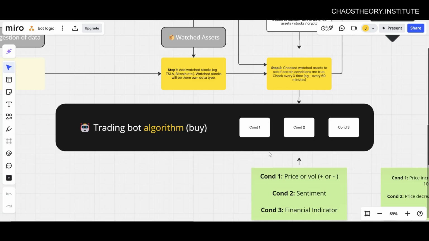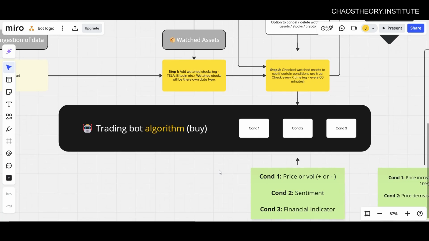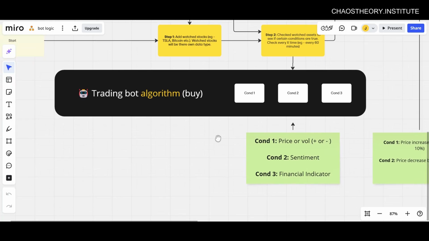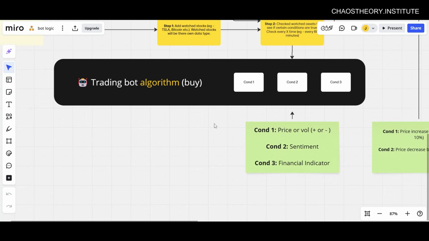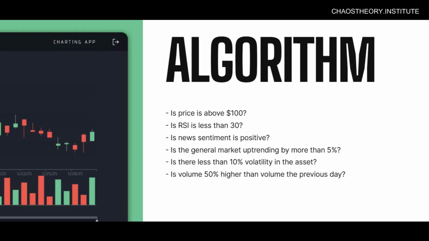It's just that these ingredients need to be measurable and they need to be able to evaluate to true or false. So for example, we could create logic that says, is price above $100? Is RSI less than 30? Is news sentiment positive? Is the general market uptrending by more than 5%? Is there less than 10% volatility in the asset? Is volume 50% higher today than it was yesterday? Now, these are all just examples, but I think you get the point.